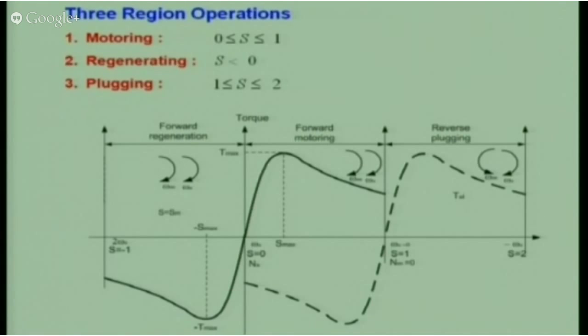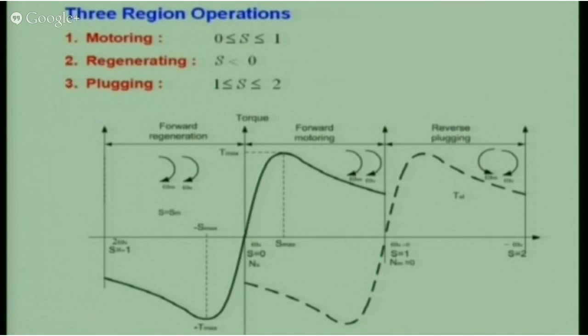These are the three region operations: motoring operation, regenerating operation, and plugging. Motoring is to start, where the motor starts behaving like a motor. Plugging means electrical braking. Electrical braking is known as plugging. So aap kisi motor ko maan lijiye chala diya, say it is running in the clockwise direction, you want to plug it. Plugging means you have to stop it. कैसे करेंगे? How do you do it? या तो कोई mechanical brake लगा दीजिए, but we are talking about electrical braking. How will you do it? That process is known as plugging.